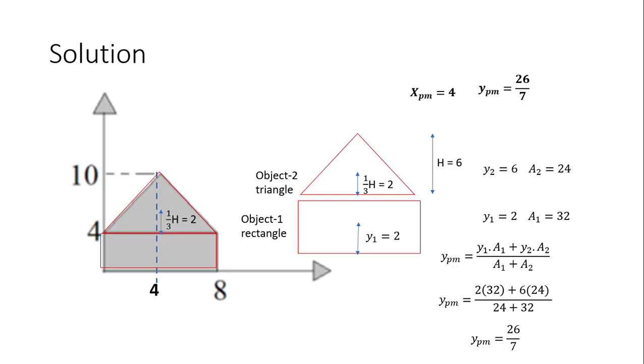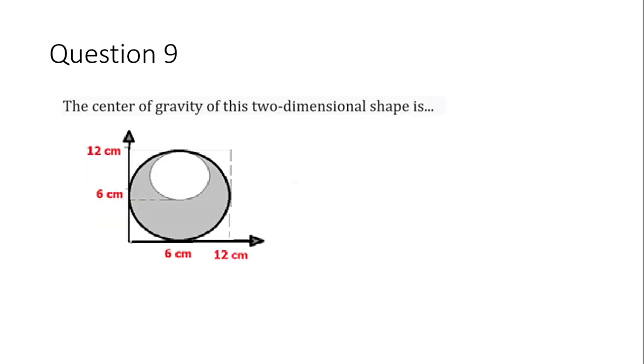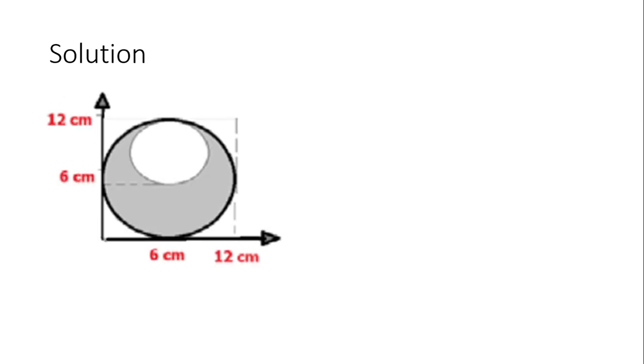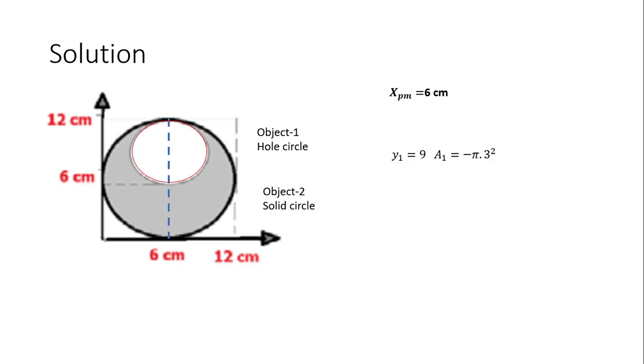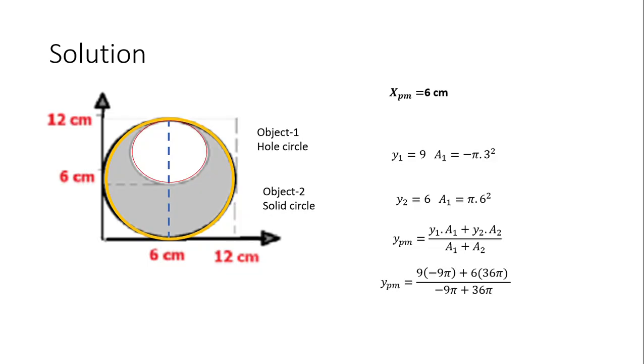Okay, we move forward again. This is question number 9. There's a hole in the circle, the smallest circle is a hole. So we try to figure this out, and because this is symmetrical, we get x is 6. The first object is a hole. Because this is a hole, the area is negative. And the second object is a solid circle. Okay, we put it into this formula, and we get y equals 5 centimeters.